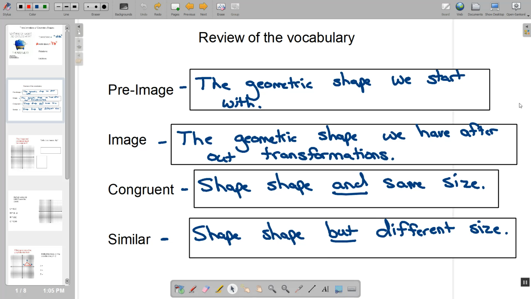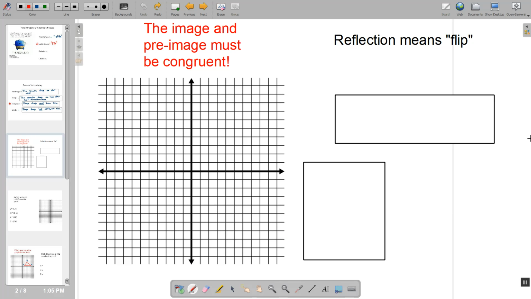But the major key is a reflection is still going to be congruent, or the image and the pre-image are still going to be congruent to each other for a reflection as well as a translation. So in many ways, the rules of this video are going to be the same as the rules from the last one. So let's jump right into an example.